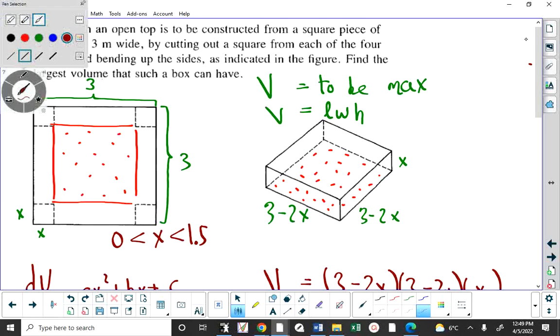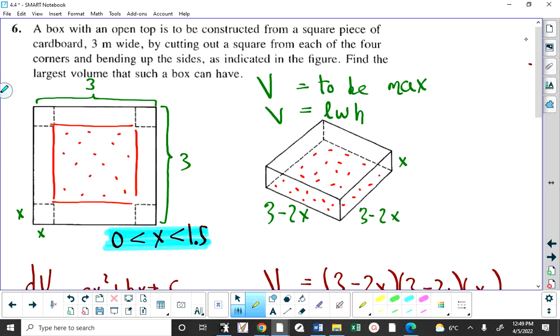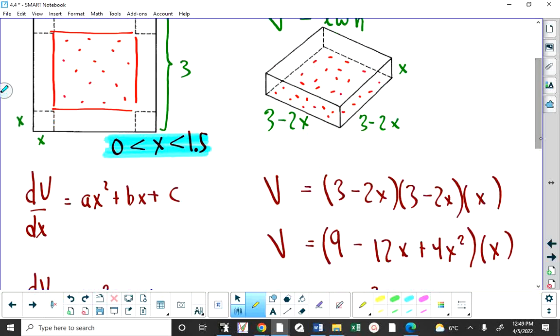This is the domain I'm referring to right here. You cannot reach a cutout size of 1.5, because if you cut out 1.5 from both sides of 3, then you're left with nothing. In other words, if you put 1.5 in here for x in the volume, you get 0. You're going to get 0 for a volume, which is not a maximum volume. So anyway, the correct critical value is the only one left, which is 0.5 meters.